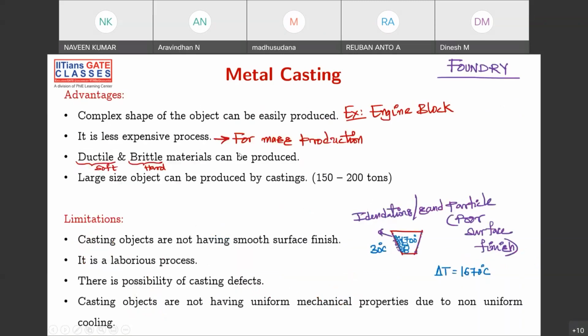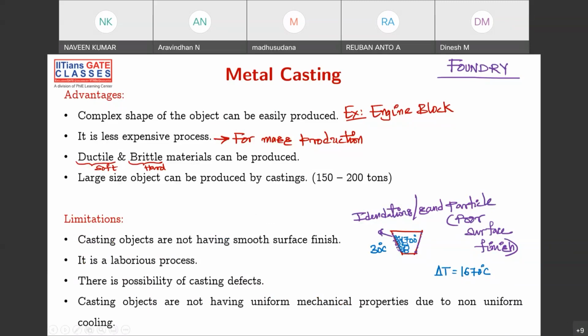Because it is less expensive, you can use it for mass production. This kind of question can be asked in GATE or this HL exam, right? Which of the following manufacturing processes is used for mass production? Mostly it is casting. Okay, mostly it is casting.